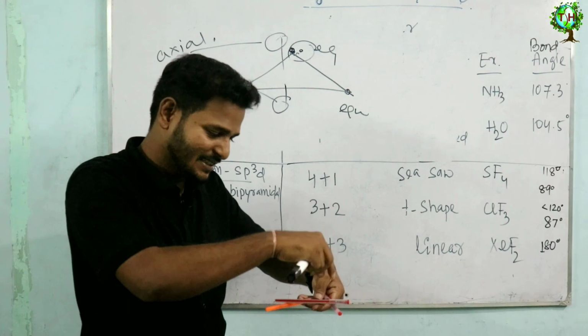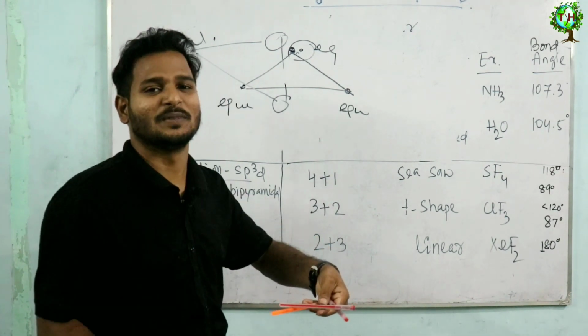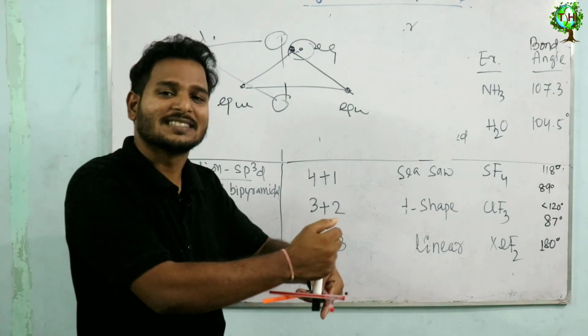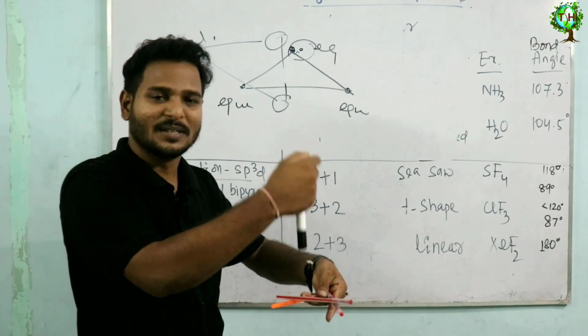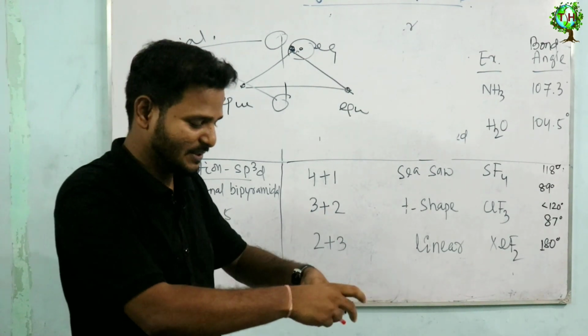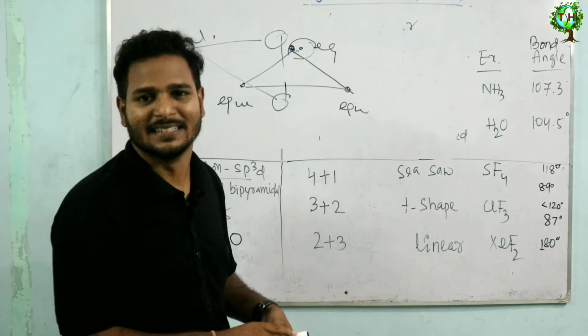But what if the lone pairs are in three equatorial positions? There is a symmetrical repulsion. And axial to axial, they are two bond pairs, so the angle between this bond pair and bond pair is 180 degrees.